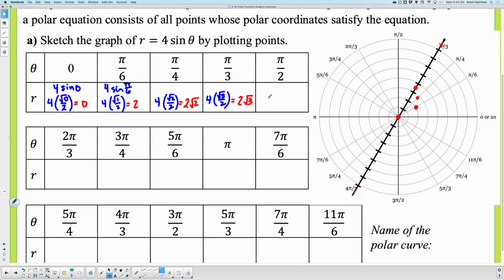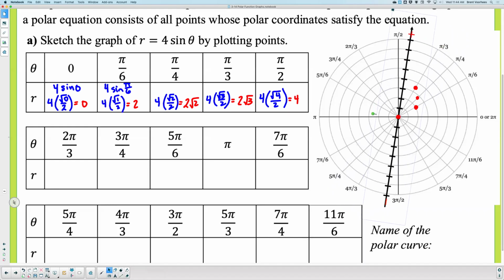Finally, I get to pi over 2. If you remember your unit circle, this is where sine achieves its maximum. So it'll be square root 4 over 2. That's the maximum. This value would reduce to be 1. Sine's maximum when reduced is 1. So it's 4 times 1. What is 4 times 1? 4. So at pi over 2, 1, 2, 3, 4, you go up to the fourth circle. And we've now completed half of our circle.